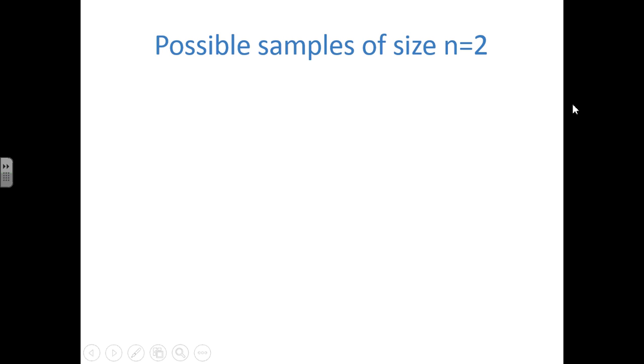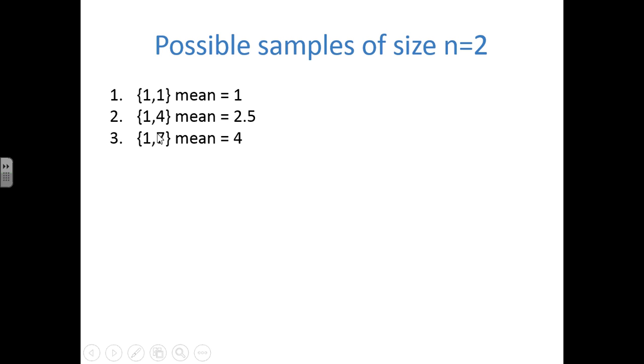So let's look at all the possible samples of size 2. We could draw out the number 1, but since we're putting it back in, we could draw it out again. Now let's calculate the mean of this sample. 1 plus 1 divided by 2 is 1. We could draw out a 1 and then possibly a 4. 1 plus 4 divided by 2 is 2.5. We could draw out a 1 and then a 7 and find its mean. 1 plus 7 divided by 2 is 4.